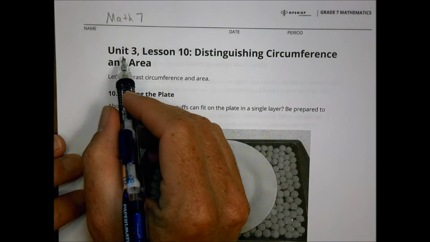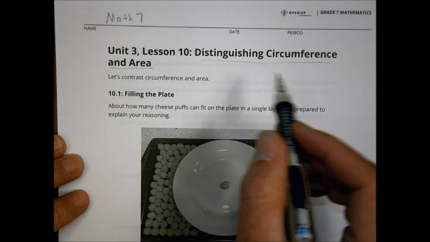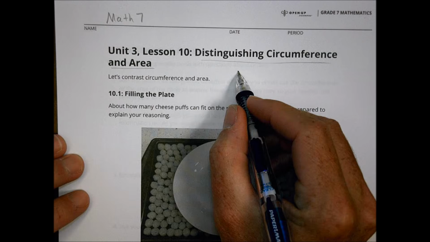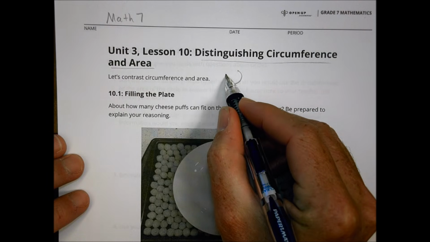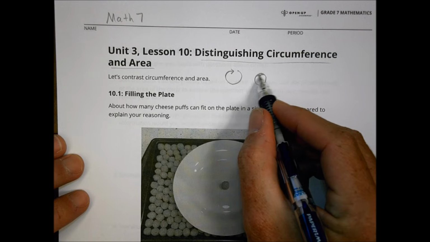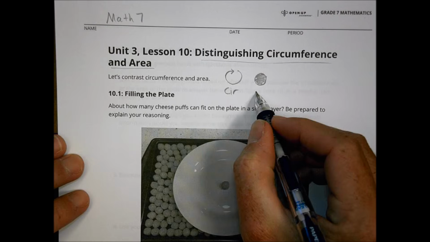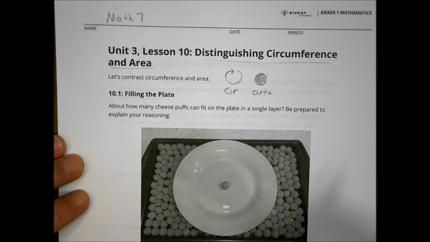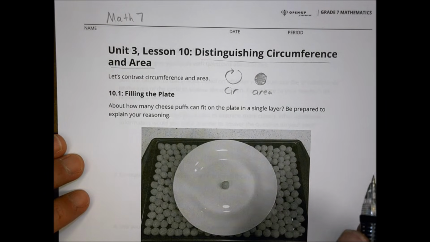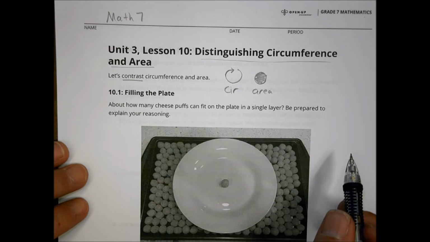Hey there, this is Math 7, Unit 3, Lesson 10 on distinguishing circumference and area. We're trying to tell the difference between whether we want to take a measurement around something or find out a measurement of the space within something, right? That's our circumference and that's our area. So we're going to be looking at some different problems today to decide which one we would use, and we're going to look at some differences between circumference and area.